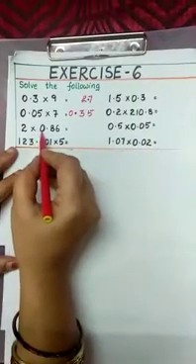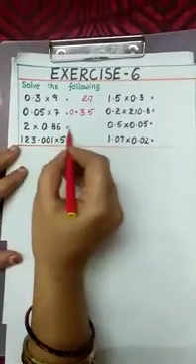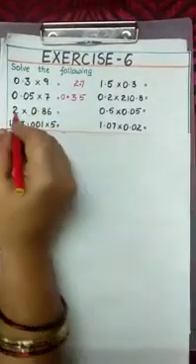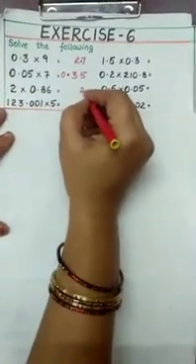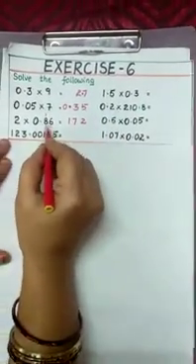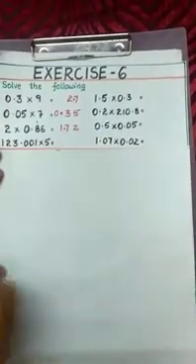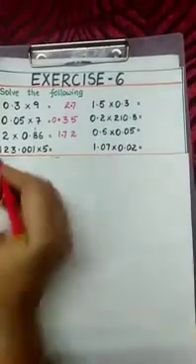Next here 2 into 0.86. Now you have to multiply 2 and 86. Then we place the decimal in the product. 2 6s are 12. 2 carrying 1. 2 8s are 16 plus 1 is 17. Now here after decimal we have two places. So count two places from the right and place the decimal, which is 1.72.